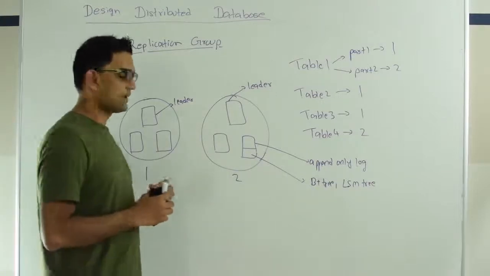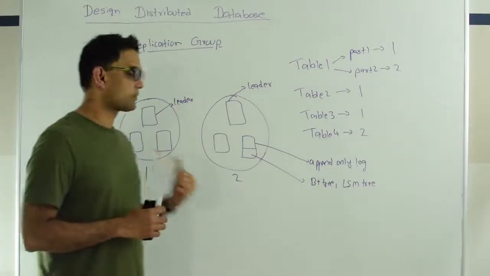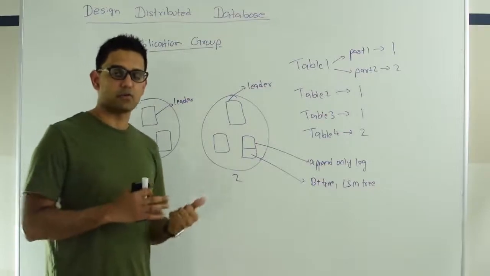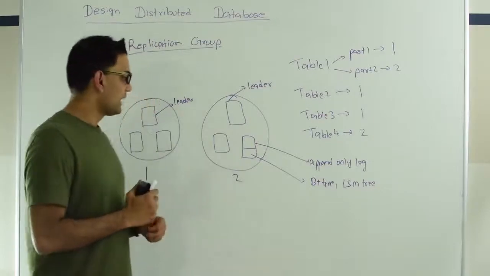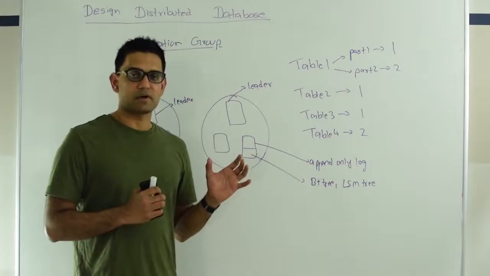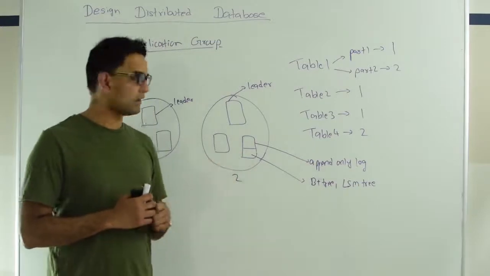There are many error conditions which can happen, like you can have a split leader where two nodes think that they could be the leader, and I'll talk about these error conditions later on in the video.